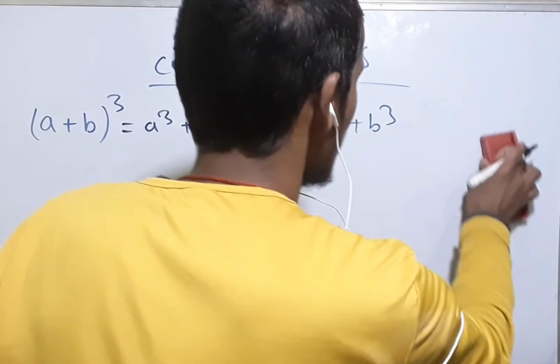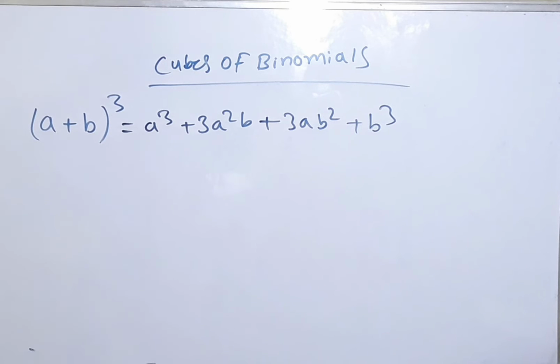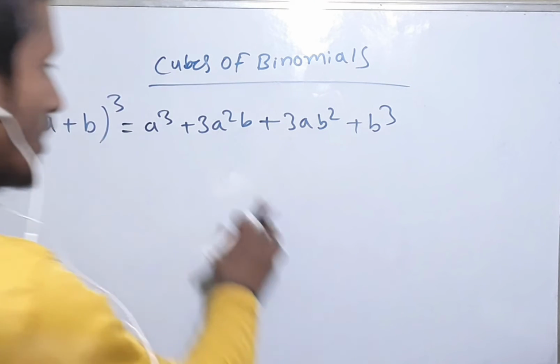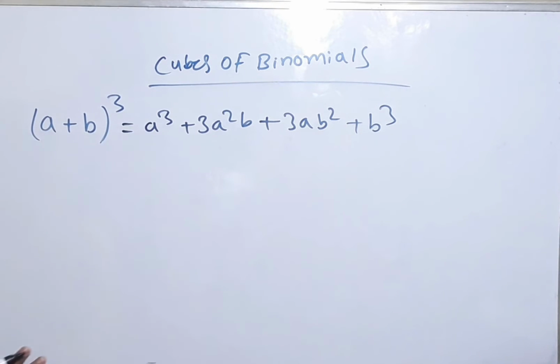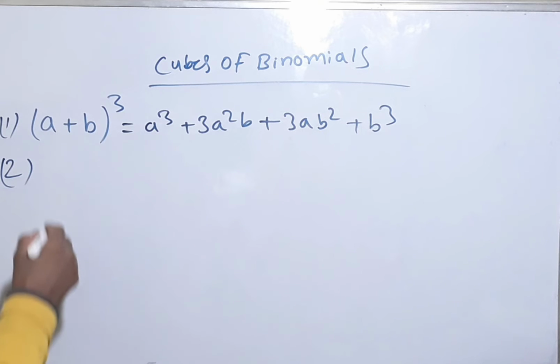As simple as this. So this is the formula that we have: a plus b to the whole cubed is a cubed plus 3a squared b plus 3ab squared plus b cubed. So we've got our first formula, our first special product for today.